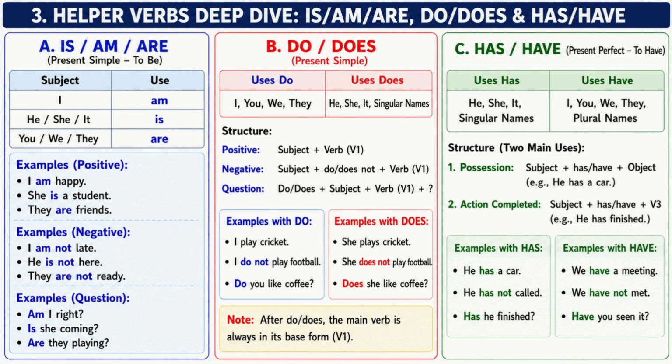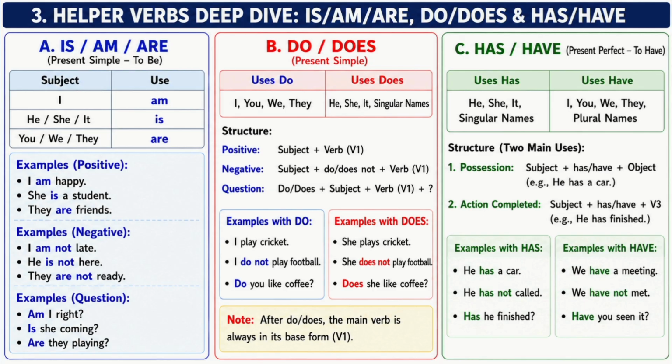We will categorize them into 3 primary groups, starting with am, is, and are, which represent the present simple to be tense. These helper verbs identify states of being in the present tense, and they strictly correlate with specific subjects. The subject I strictly pairs with am, as seen in the positive sentence, I am happy, the negative sentence, I am not late, and the question, am I right?